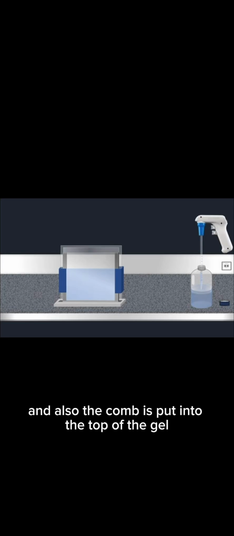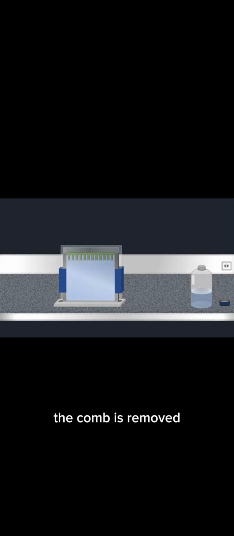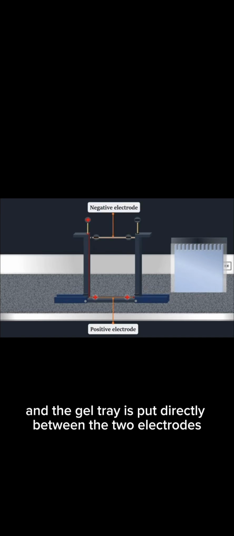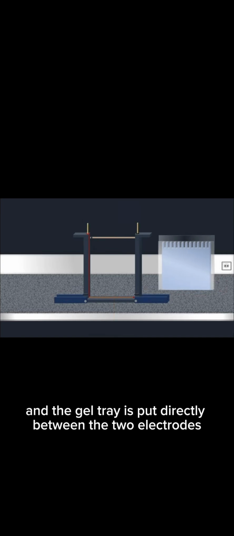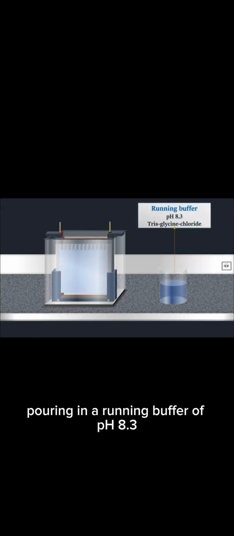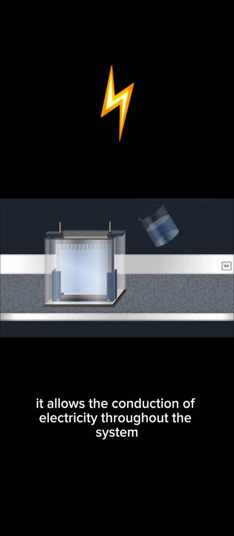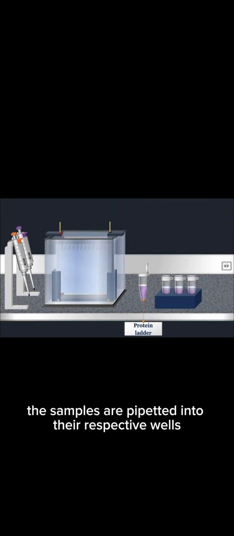The stacking gel is then poured on top, and the comb is put into the top of the gel, leading to the formation of wells on the gel. Once the gel completely polymerizes, the comb is removed and the gel tray is put directly between the two electrodes. The gel is placed into the electrophoresis system, pouring in a running buffer of pH 8.3. It allows the conduction of electricity throughout the system. The samples are pipetted into their respective wells.